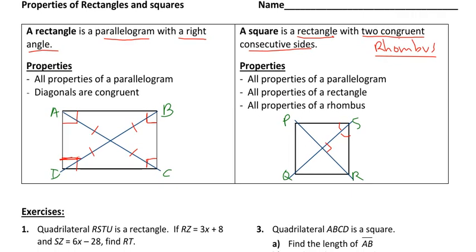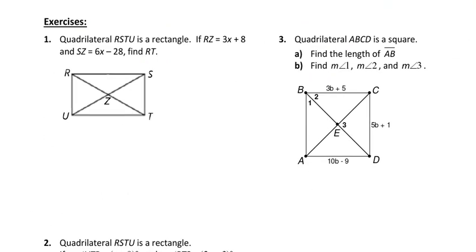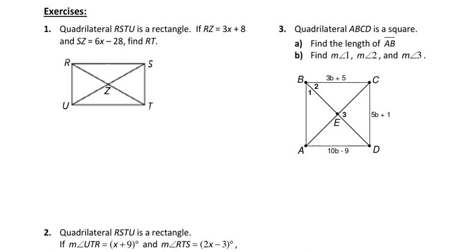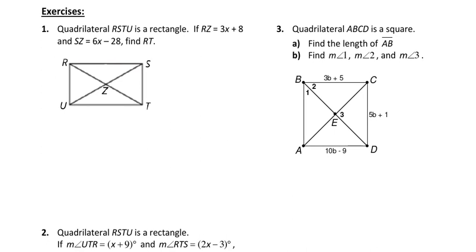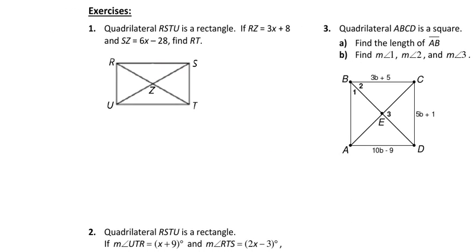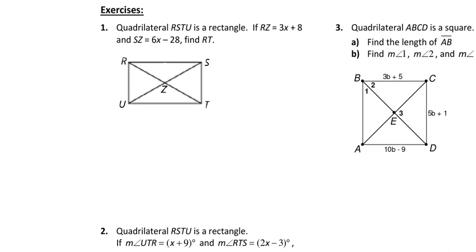So with that, we go to number 1. Exercise number 1 says: quadrilateral RSTU is a rectangle.